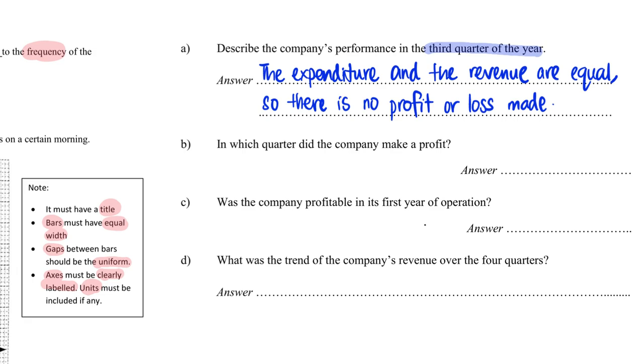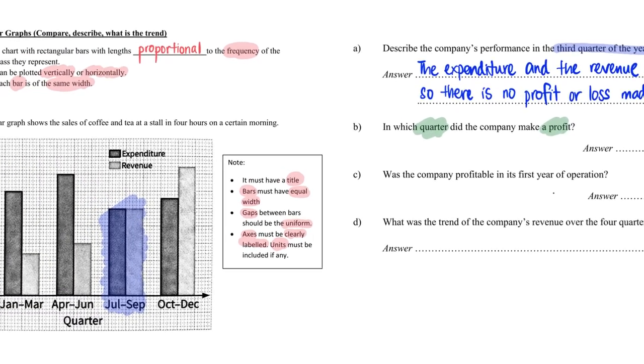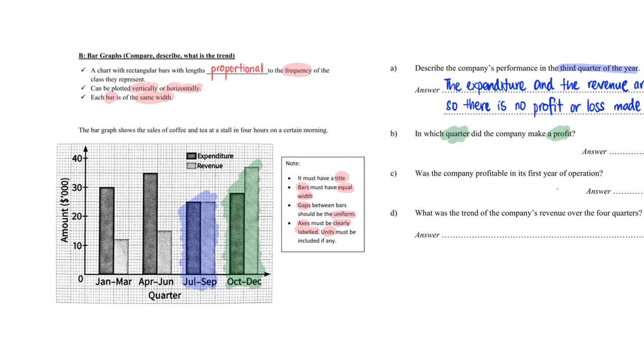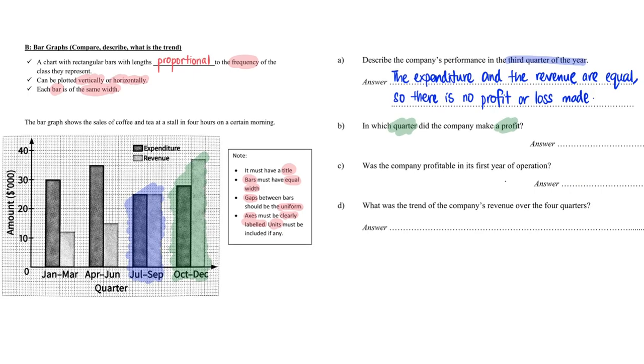Which quarter though? Is there a profit? So when we go back to this particular bar graph, then we must see that the revenue is more than the expenditure, and therefore we can see that this happens in the fourth quarter. The fourth quarter.